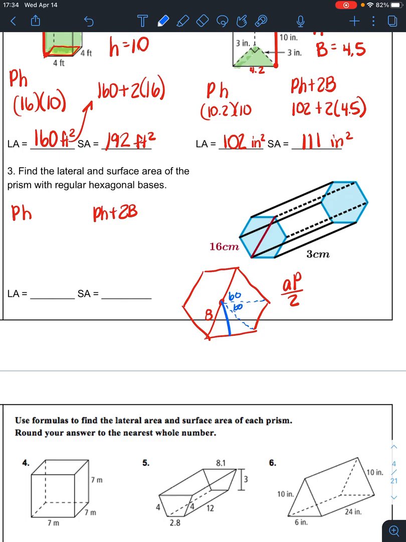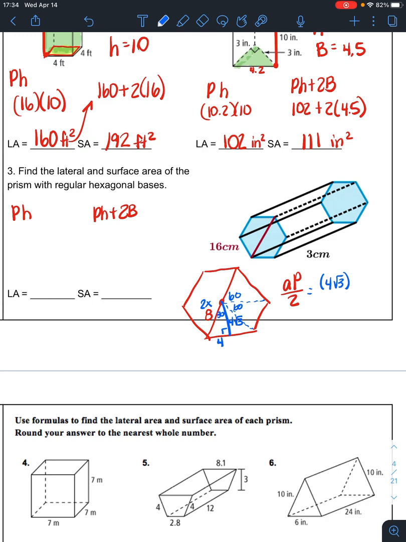All of these are 60, which means this is 30. Okay, so now we've got our 30, 60, 90 triangle. So I know that this is 4, because if this is 2x, then the 4 is my x. And then my apothem is 4 root 3. That's my x root 3 side. So I have 4 root 3 and then times the perimeter.